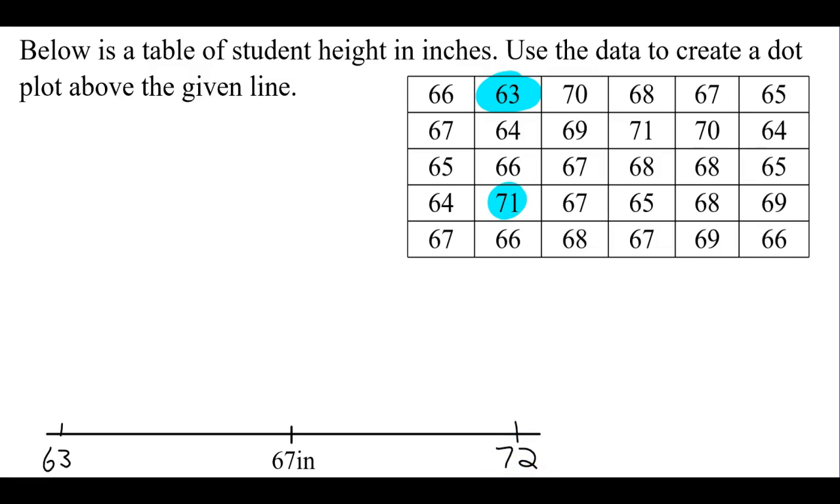So kind of evenly split this. 63, 64, 65, 66, and then 67, 68. There's at least one of every height. What if you got 72?